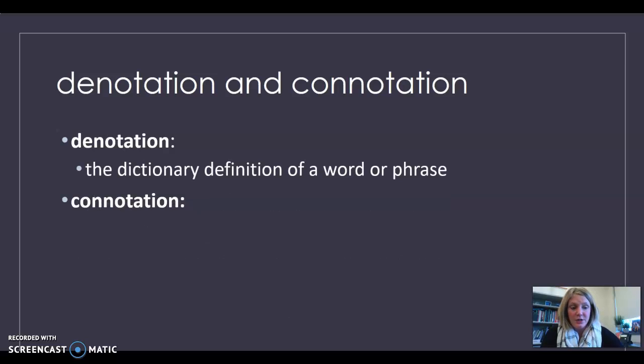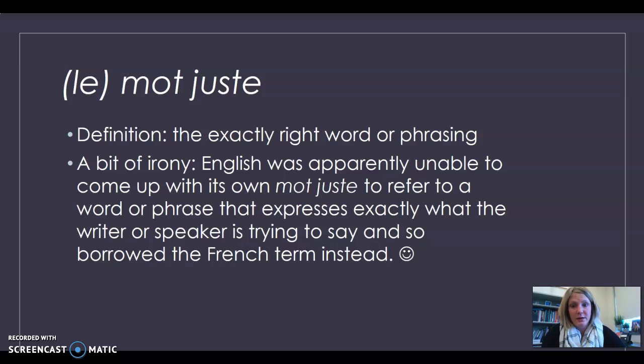Denotation and connotation, we would like to, let me go back to le mot juste. This is a French term meaning the exactly right word or phrasing. For a bit of irony, English was apparently unable to come up with its own mot juste to refer to a word or phrase that expresses exactly what the writer or speaker is trying to say, and so borrowed the French term instead.